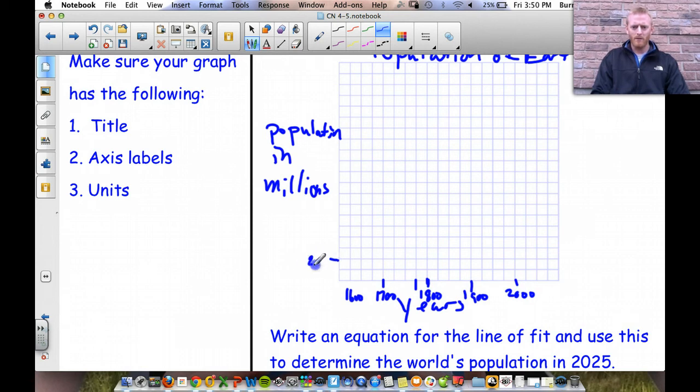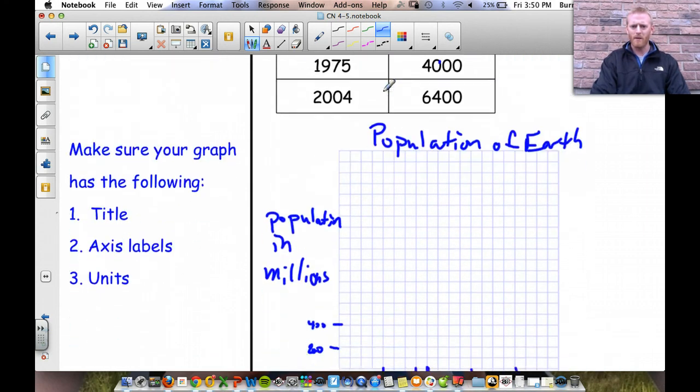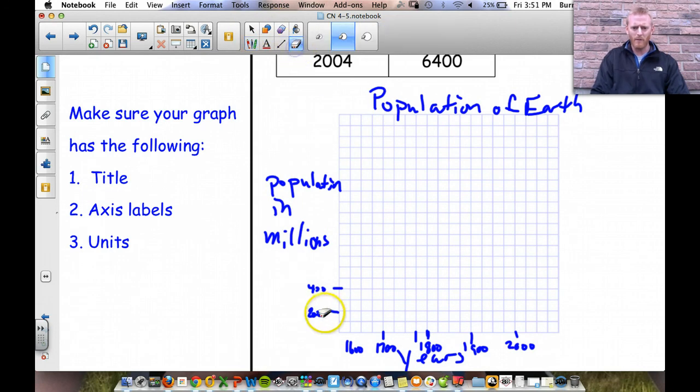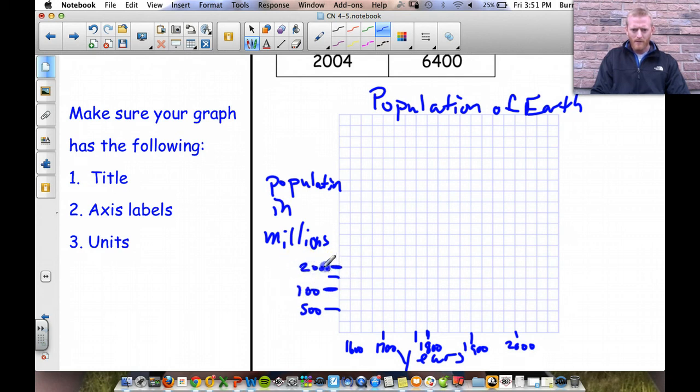Let's go 200, 400 million. Here, see, that's not going to be good enough, is it? Because we're getting up there very quickly. Let's just skip up by 500 million. That'd be a better number so that we can get the whole graph on here. You guys see how we need to make a decision here. So this is 500, right here. This one is 1,000, 2,000, 3,000, 4,000, 5,000, and 6,000.